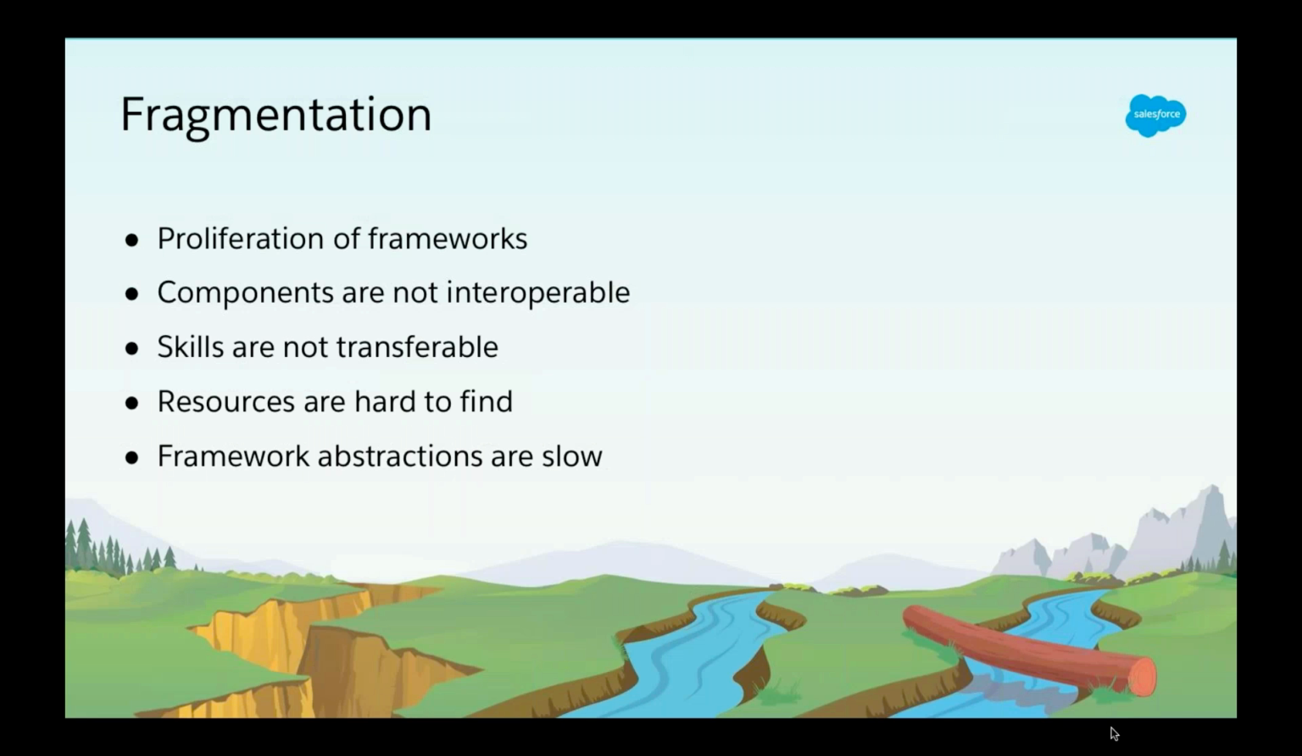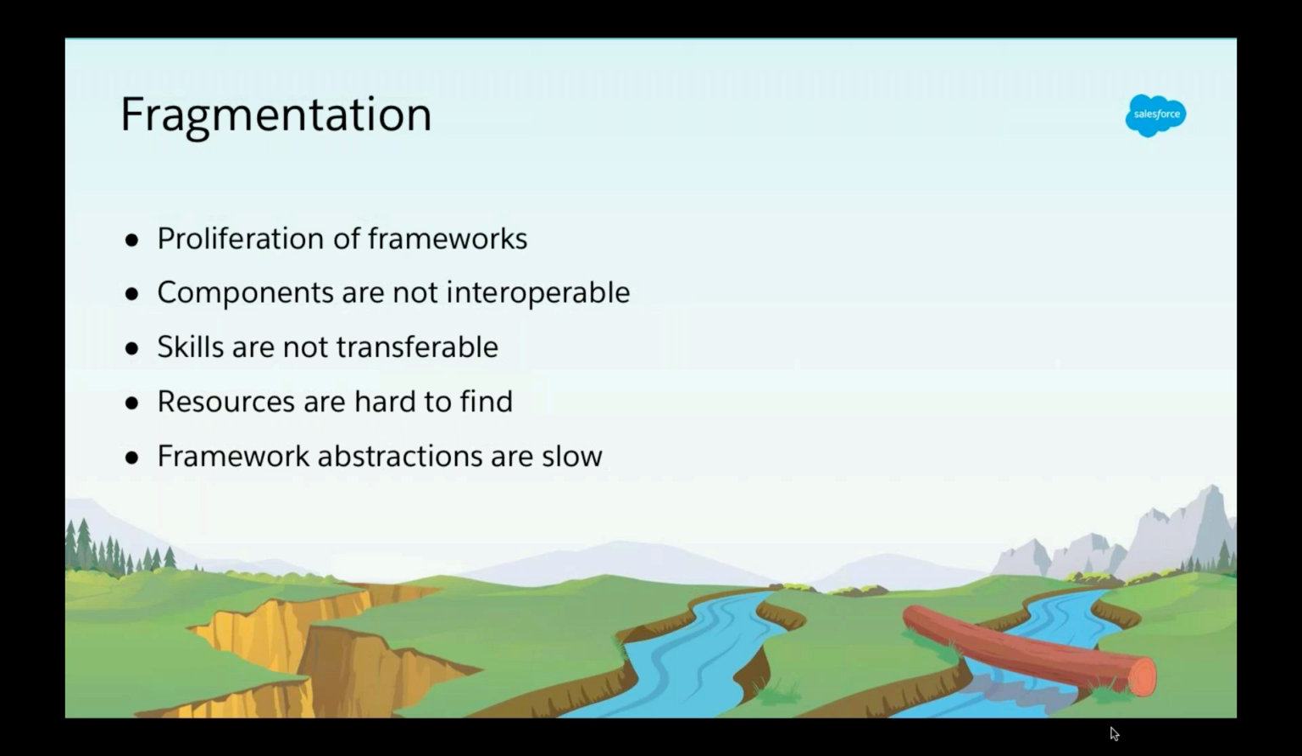This creates fragmentation because now you have multiple frameworks doing the same thing in their own languages. These components, when they are written in those languages, are not interoperable. You cannot take a React component and bring it to Aura or vice versa. You cannot take an Angular component and take it to React. Skills are also not transferable. If you are a React developer, you are essentially a React language developer. You have understood that language, you have understood that concept. Tomorrow, you cannot go to Angular and start coding day zero. Same with Aura. If you're an Aura developer, you completely understand the Aura stack, but you cannot move from Aura to React day zero.